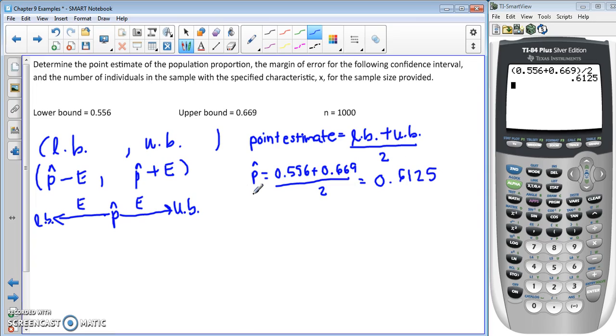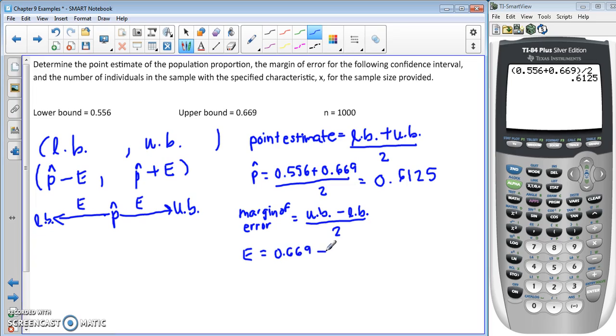The next thing we want to do is find our margin of error. The margin of error is the distance between the point estimate and the upper bound, and the distance between the lower bound and the point estimate. So what we're going to do there is look at the difference between our bounds and then divide by 2. So our margin of error is the upper bound minus the lower bound divided by 2. E is what we use for margin of error.